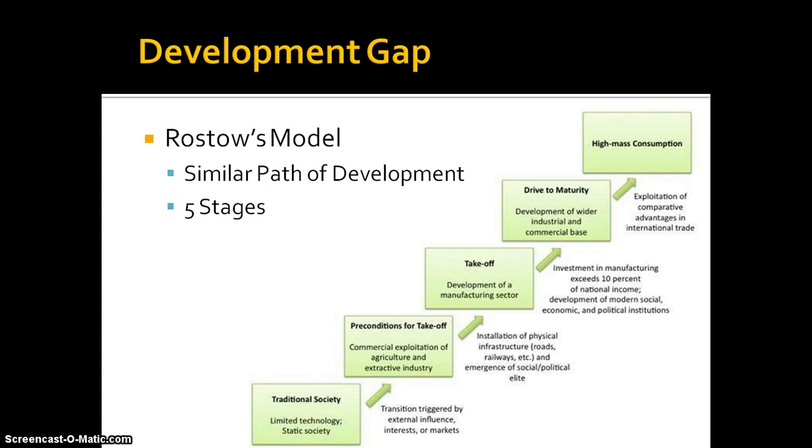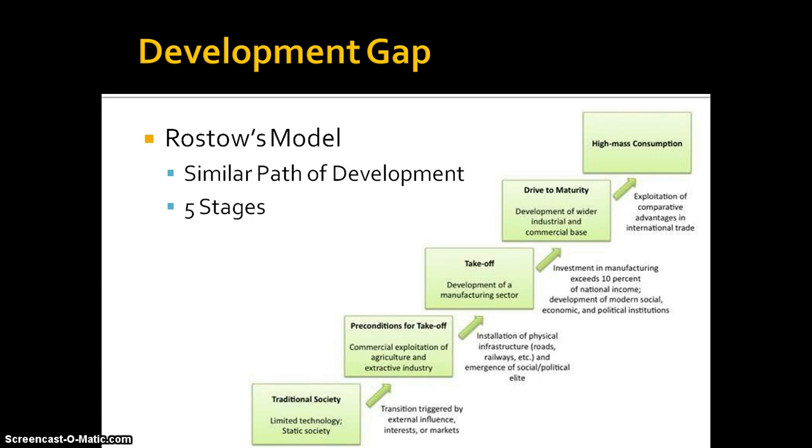Just like in the last video, we were looking at reasons for the development gap. So this model also seeks to explain why there is a development gap in our world. This particular model is Rostow's model, also called the modernization theory on development. The basic premise is that all countries follow a similar path to development. It's almost like there is a recipe for development.